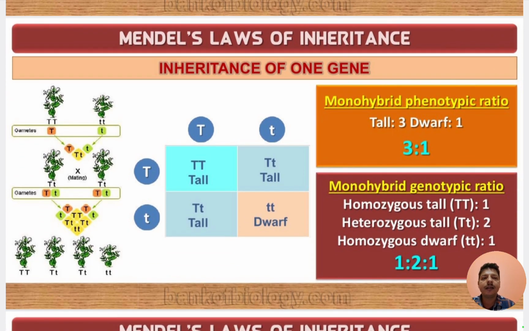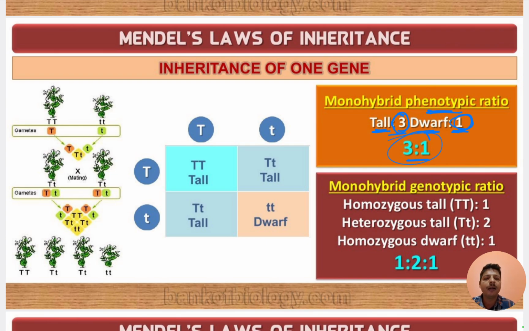Here what is the result that came? As you can see, in monohybrid the phenotypic ratio will be tall 3 and dwarfness 1, 3:1. Phenotype means the characters present while you are seeing a plant, and how you can identify the differences between them. That is called phenotype, externally observable character. So Mendel found tallness will be 3 and dwarfness will be 1, 3:1 came.